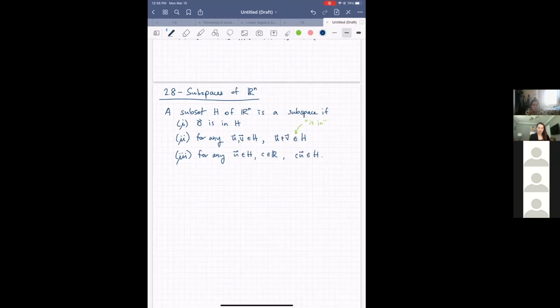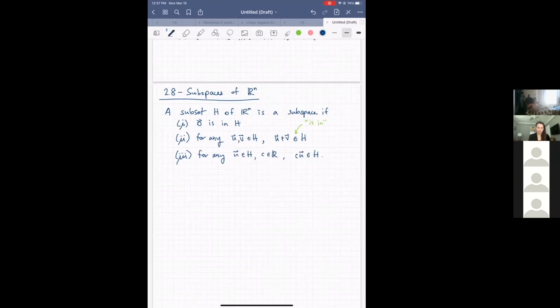So there are these three conditions. Essentially, it says that a subspace has to contain 0. So that's the first thing. And it also has to be closed under linear combinations. So anytime you take a linear combination of vectors in your space, it should stay inside of that space.